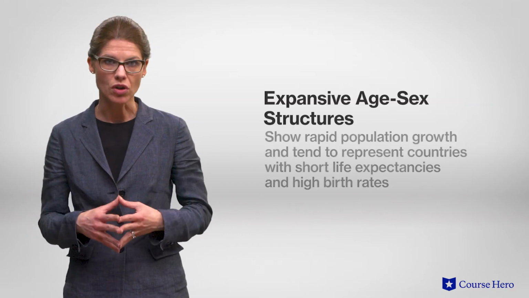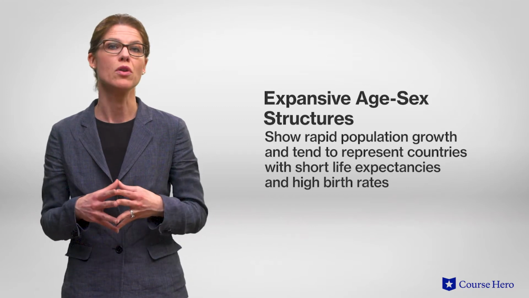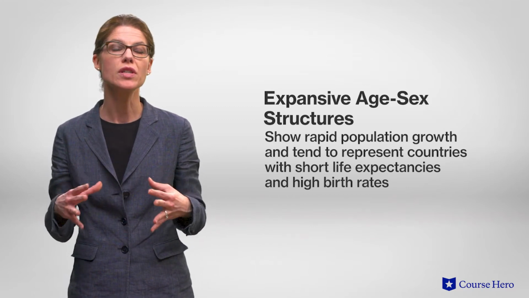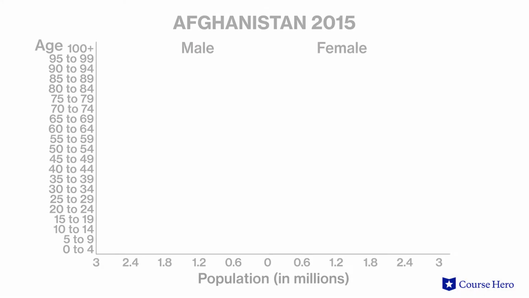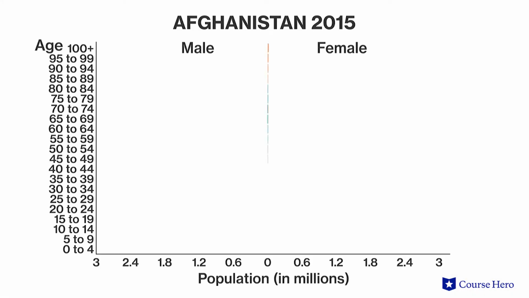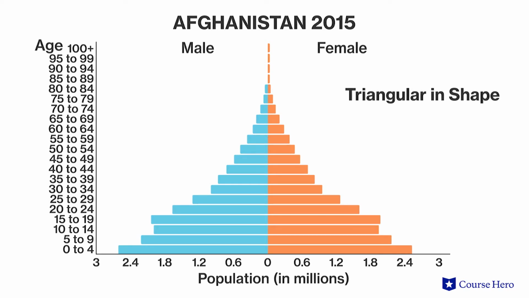Expansive age-sex structures show rapid population growth and tend to represent countries with short life expectancies and high birth rates, such as Afghanistan. Its graph is triangular in shape.